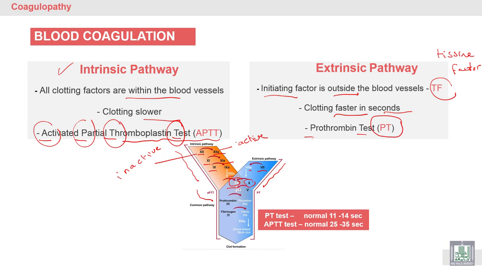After factor 10, the last pathway is called the common pathway, starting with factor 10. After factor 10, factor 2 or prothrombin is activated to 2A, fibrinogen factor 1 to 1A, and then factor 13 leads to the cross-linked fibrin clot. Starting with fibrin threads, cross-linking of the fibrin threads by the aid of factor 13 leads to the formation of the fibrin clot, a stable and insoluble plug.